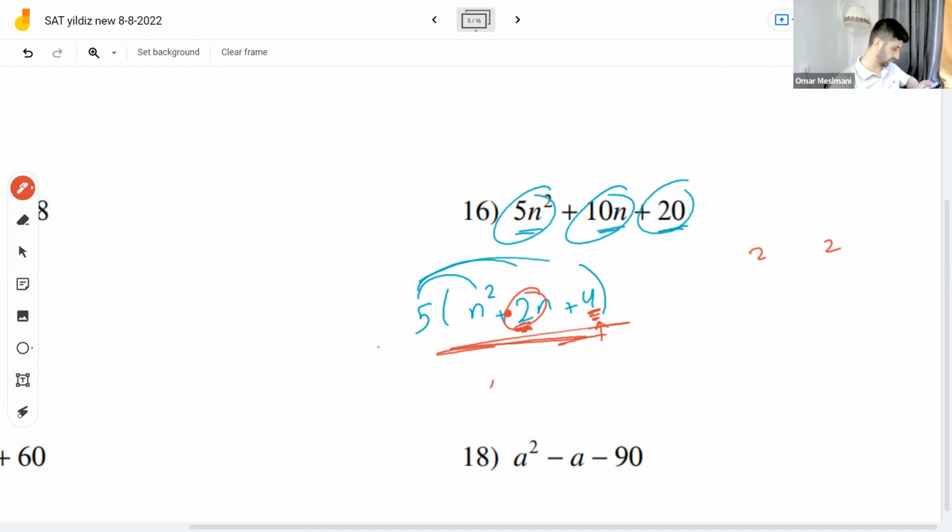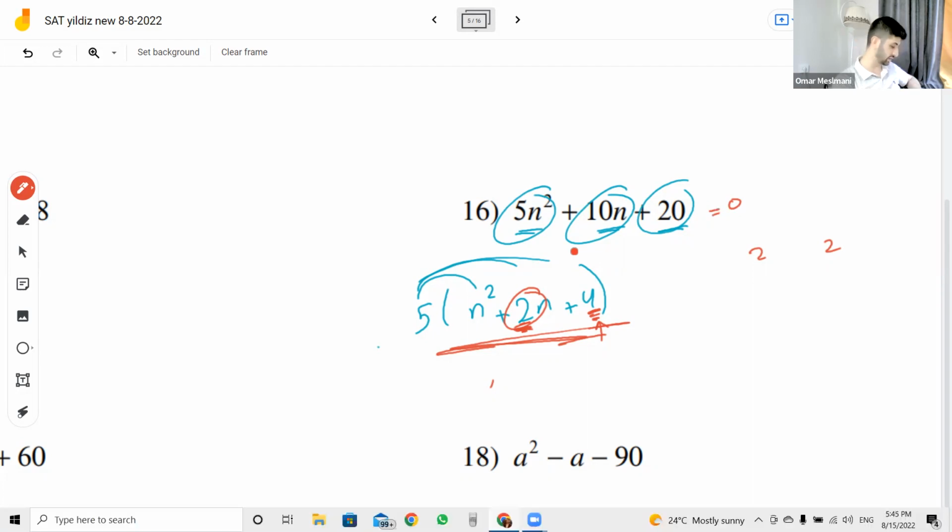Can I please ask a question? Yes. Can I divide by 5, or is that wrong? No, it's wrong, because it's not an equation equal to 0. If there is an equation, you can divide. But we don't have an equation, so you can't. Just take a common factor. Okay.